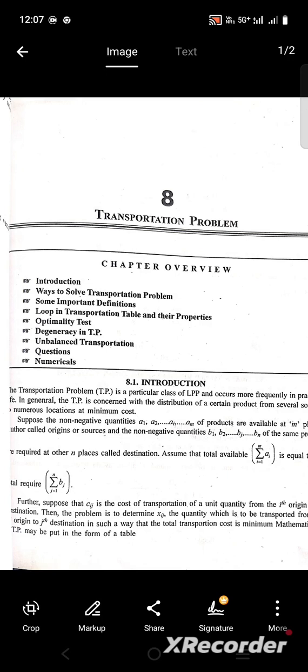Further, suppose that Cij is the cost of transportation of a unit quantity from the ith origin to the jth destination. Then the problem is to determine Xij, the quantity to be transported from the ith origin to the jth destination, in such a way that the total transportation cost is minimum. Mathematically, a transportation problem may be put in the form of a table.